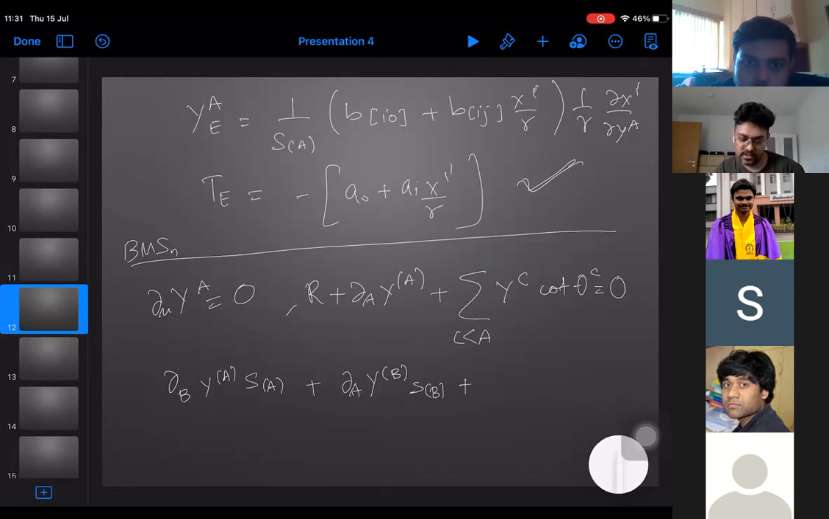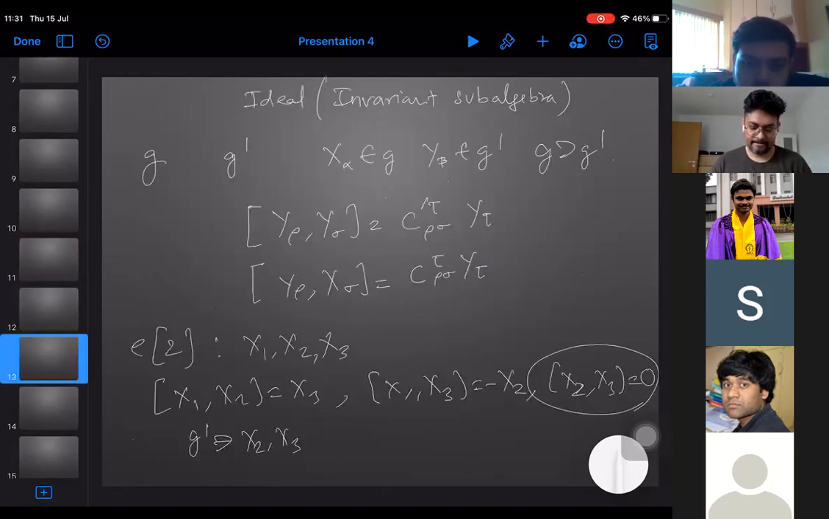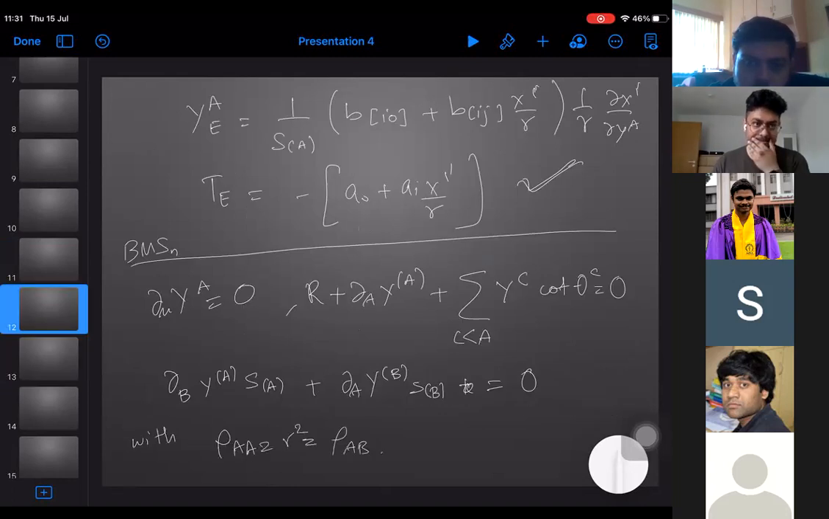Even I don't remember this condition. So these are the conditions where your rho A is R square. So Arnav, these are the conditions which you get from it. These are the conditions on the leading component of the vector.